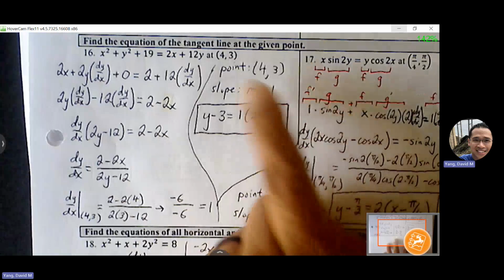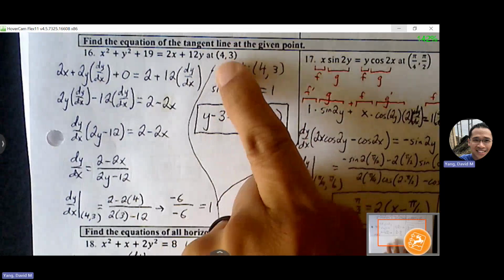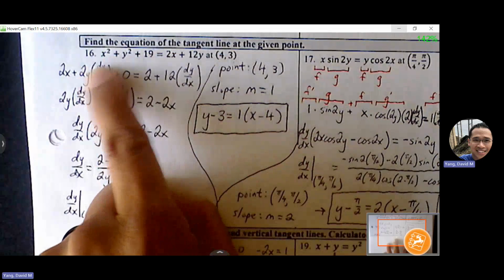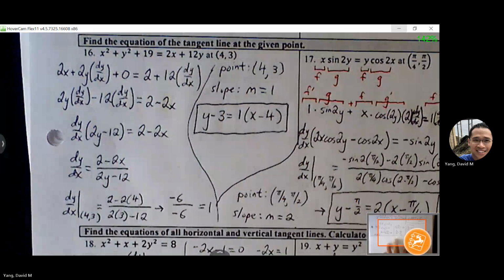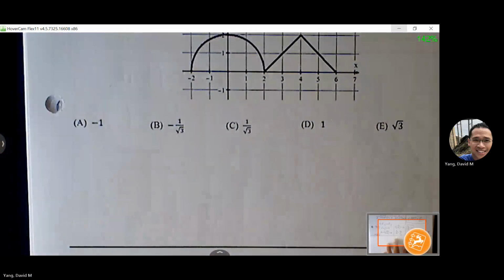And then the only thing that can make this more complicated is sometimes they don't give you the y value. If they don't give you the y value, then you'll insert the 4 back into the original equation. Okay, after this, let's go to page 15 and see if we can try 20 through 22.